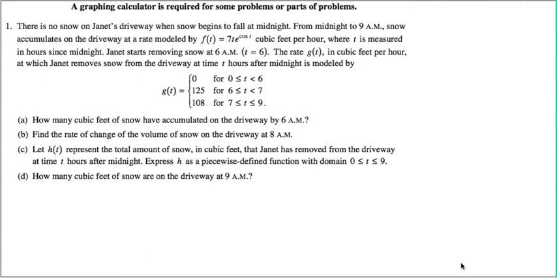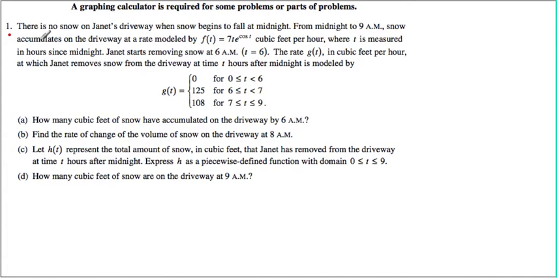Hello, so let us look at the first question from the year 2010, Form A. Alright, so here I'm going to give you a little bit of time for you to read this question, and then we'll talk about it together.